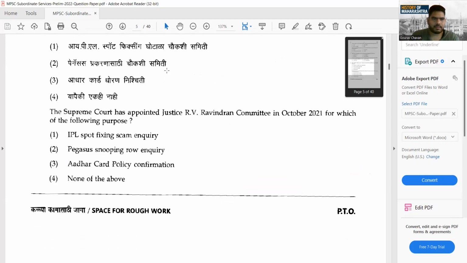Now, yes, again, it was in the news. Supreme Court has appointed Justice R.V. Ravindran Committee. Again, I told you it was in the news. Okay, in October 2021, for which of the following purposes? Okay, why was this particular committee appointed?